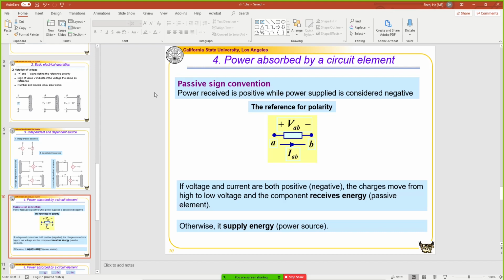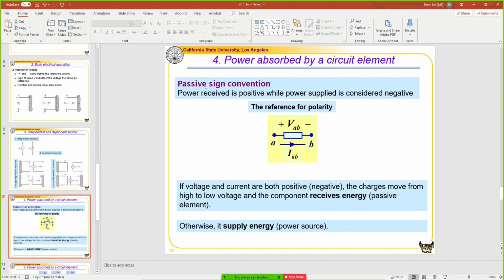For example, this resistor here is a passive element. So when there is a current running through, or you apply a voltage on the 2 ends, it will generate heat, right? So it absorbs the energy. In this passive sign convention, the power received is positive, while the power supplied is considered negative, right?